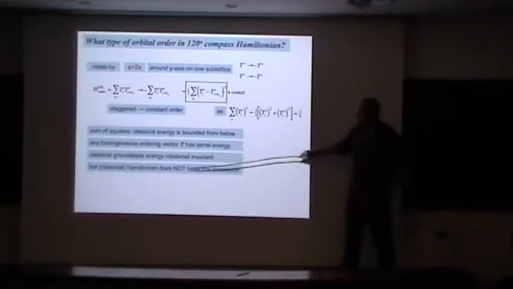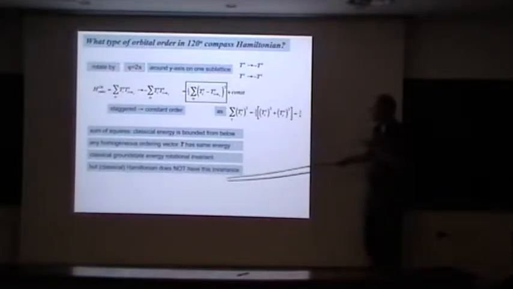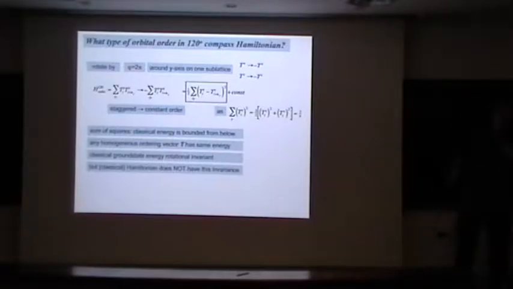That's exactly what I said. The classical Hamiltonian itself does not have this invariance, which is different from the Heisenberg Hamiltonian that does have explicitly this invariance.